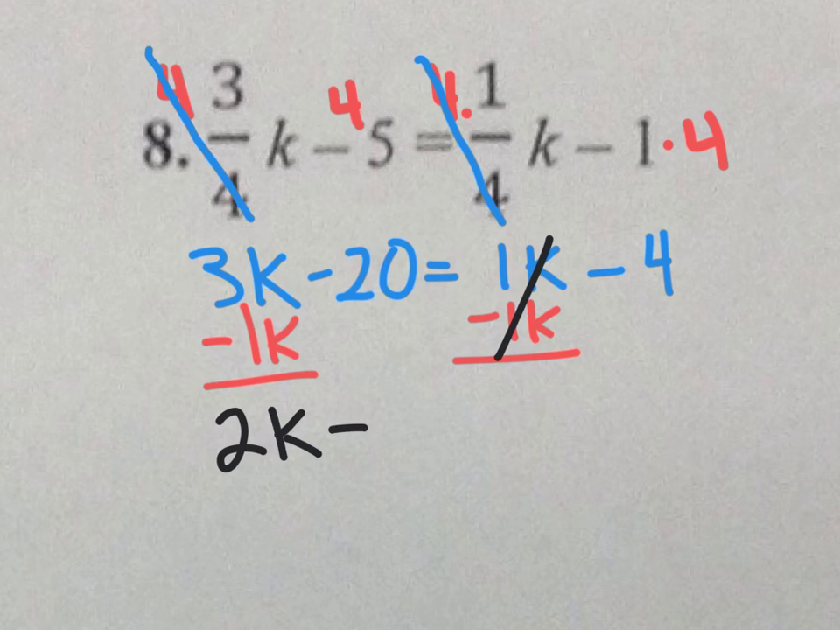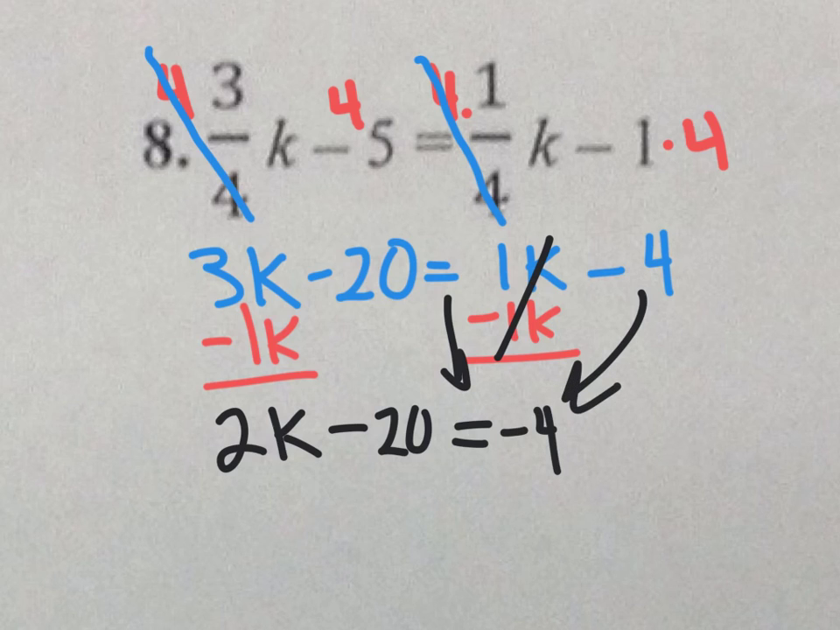Bring down everything. Bring down the minus 20. Bring down the equal sign right here. Bring down the minus 4 over here. And there's your new equation. 2k minus 20 equals negative 4.